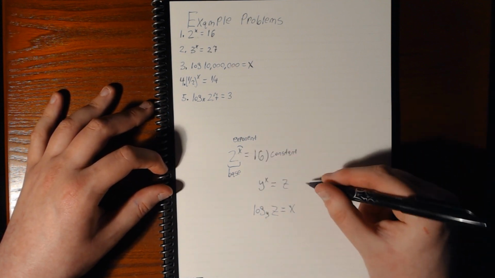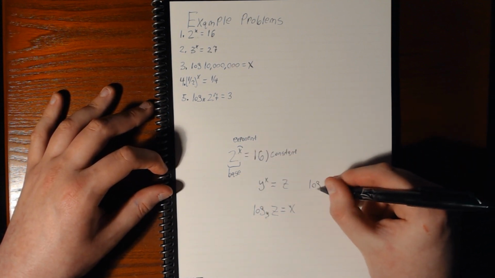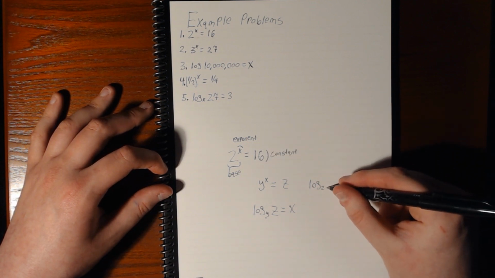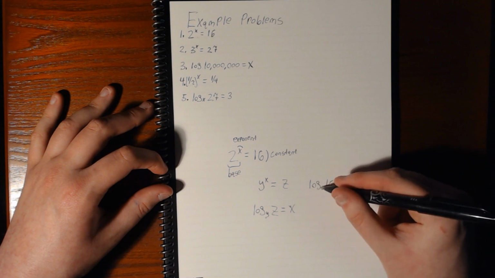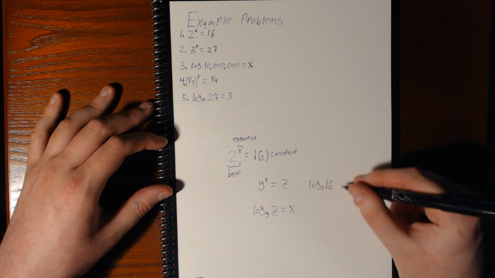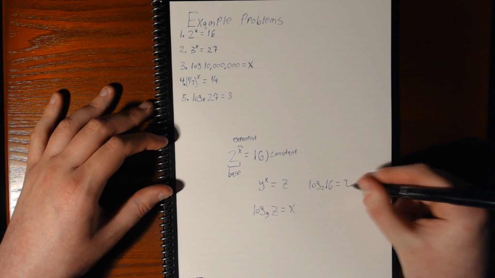So we've got the base, that's what we're going to start with. So log base 2 of the constant right here. That's the function, log base 2, and what's being plugged into the function right here, the 16, is going to equal our x.